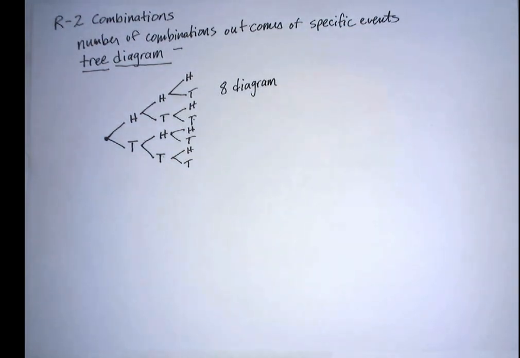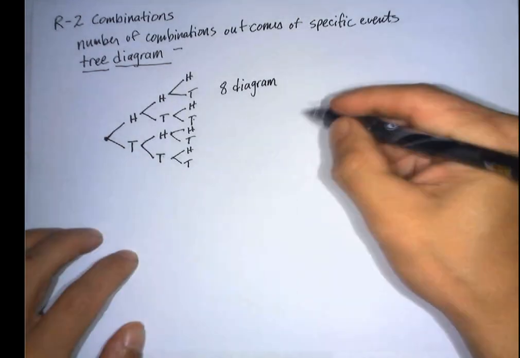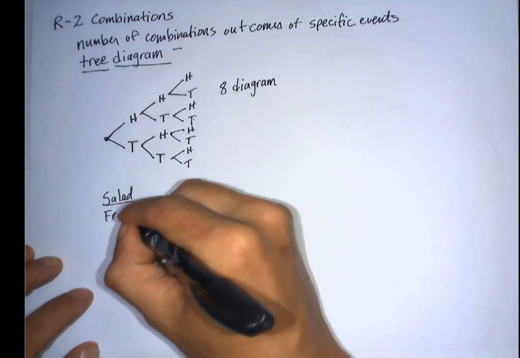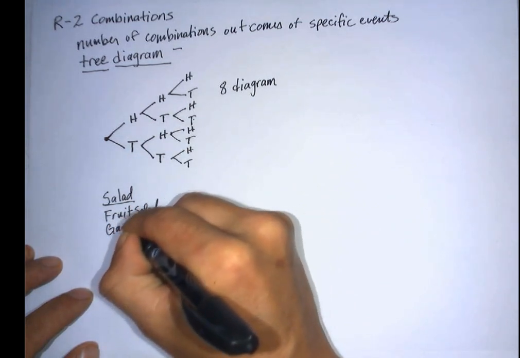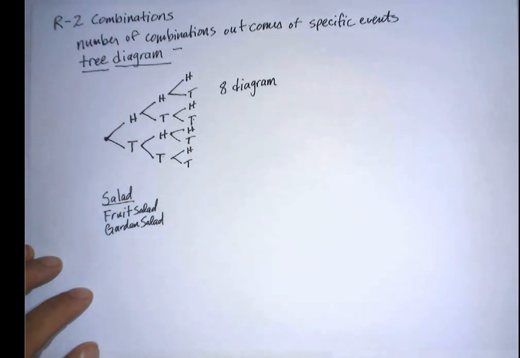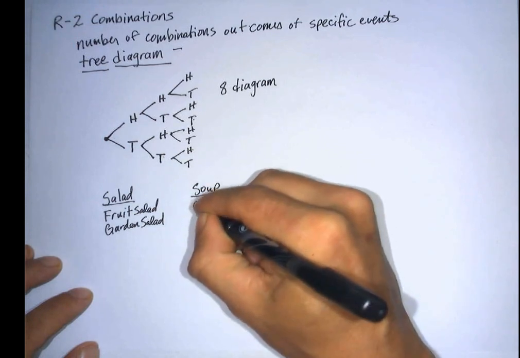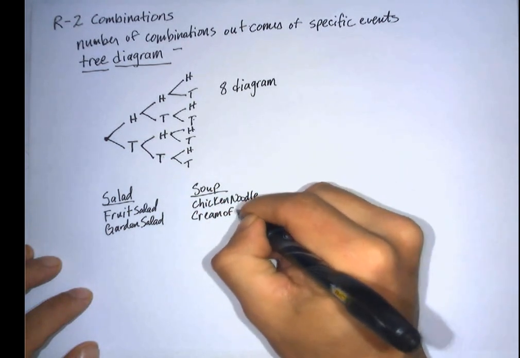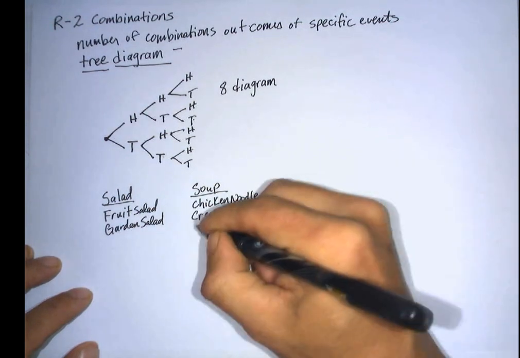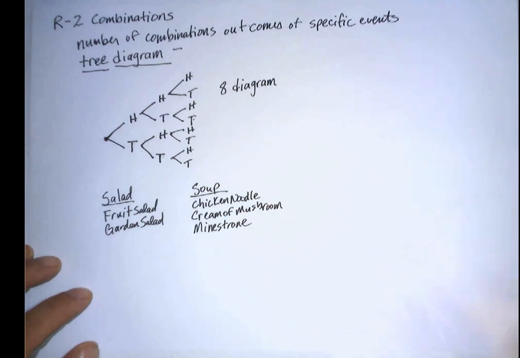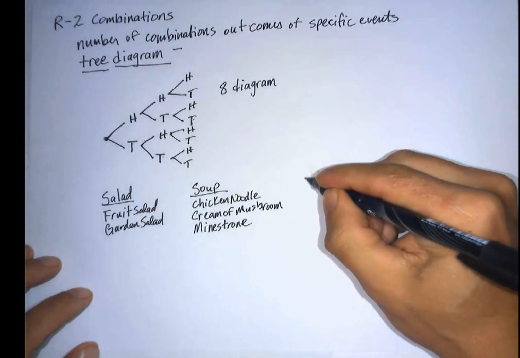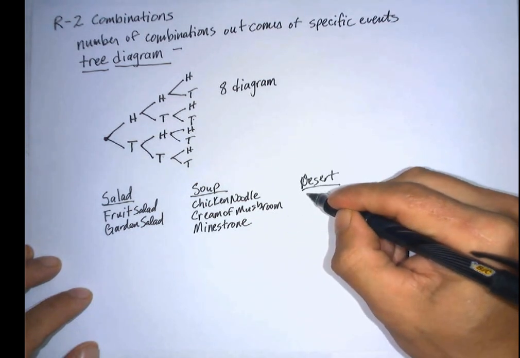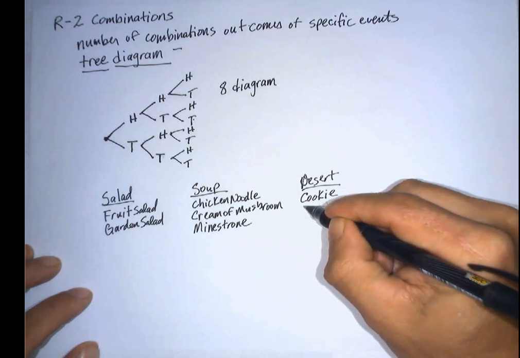Okay, so let's look at another example here. We're going to lunch, and you have two choices of salad. You have a fruit salad and a garden salad. And then there's three types of soup. You have chicken noodle, cream of mushroom, and minestrone. And then for dessert, you have a choice of a cookie or a sundae.